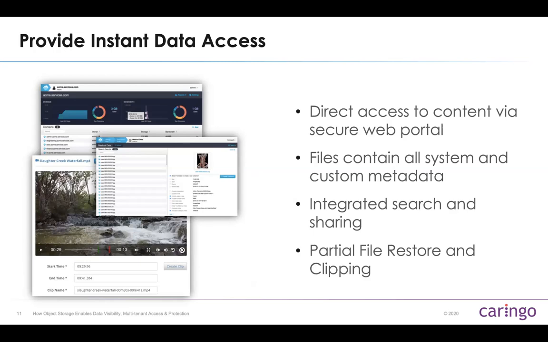And we also include some unique functionality like partial file restore, which enables you to take a clip of a larger video file. For HPC workflows, if you have satellite imagery or some other large video and you only want to share a portion of it, this makes it really easy to do that. You can just clip that particular portion and share that link with researchers in different organizations. It's very easy to do.